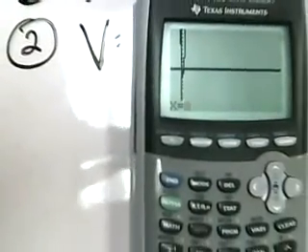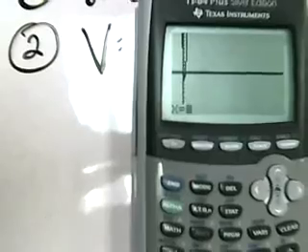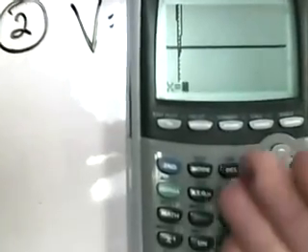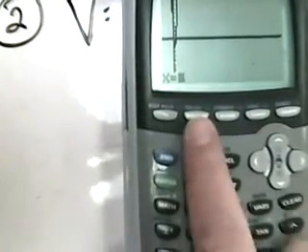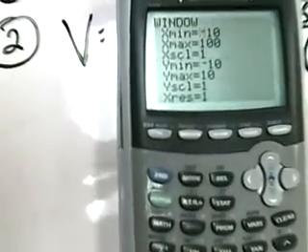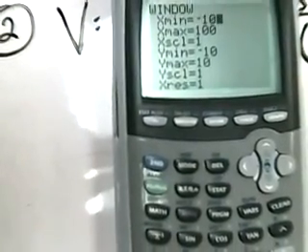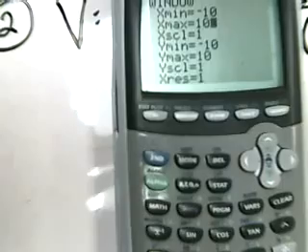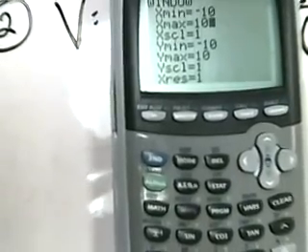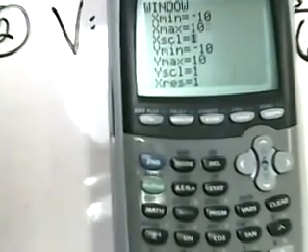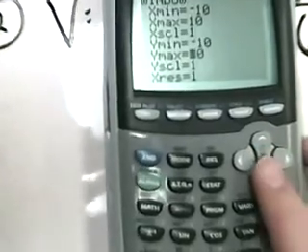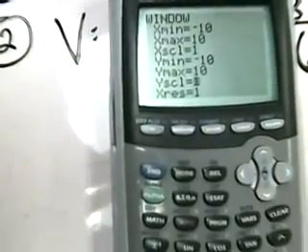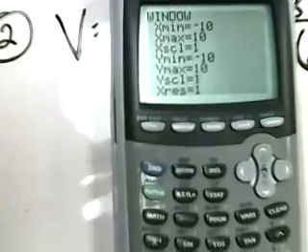It really doesn't matter. I don't need to see the whole graph, but it might be nice to have a better idea. My window that I would like you guys to have most of the time is negative 10, positive 10. Negative 10 goes on your mins, positive 10 goes in your maxes. Okay, you can see that my y min is negative 10 and my y max is positive 10, so I'm okay there. Sometimes you have to change it.